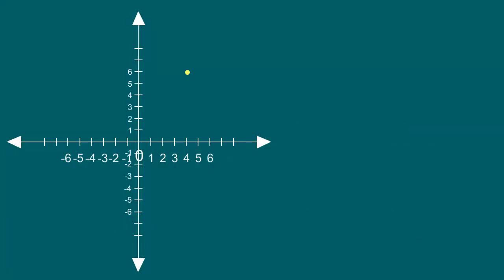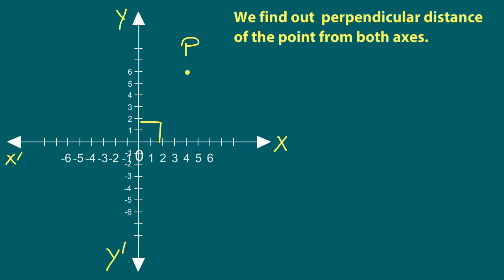So what René Descartes suggested was, if we have a point, let's say a point P over here, how do we find out the location of this point? We have two number lines. These number lines are at 90 degrees to one another. We call the x dash number line the x-axis and the y dash number line the y-axis. First, we have to find out the perpendicular distance of the point from both of these axes, the x-axis and the y-axis.